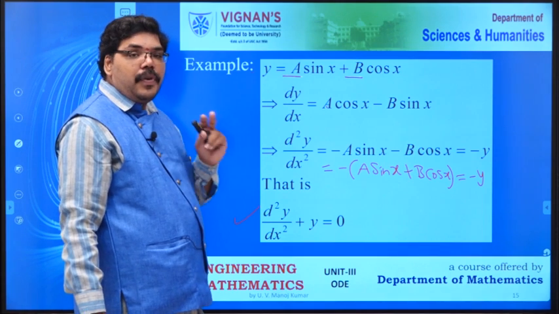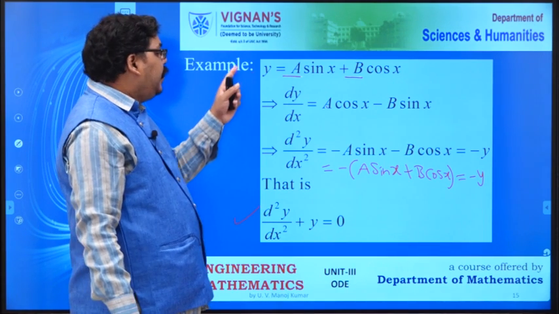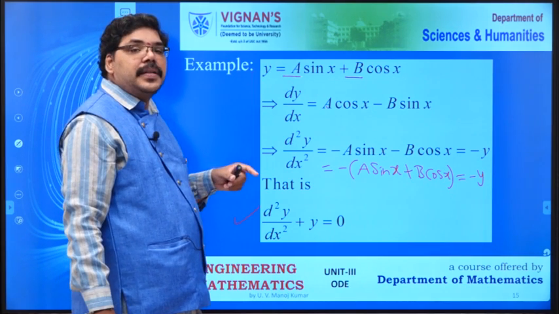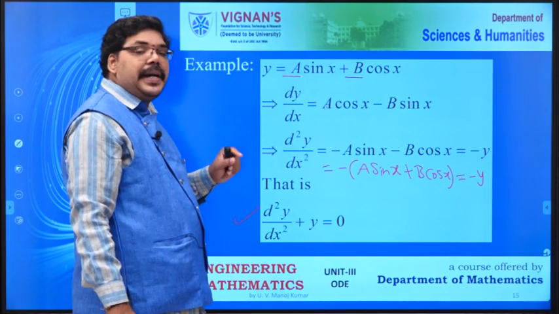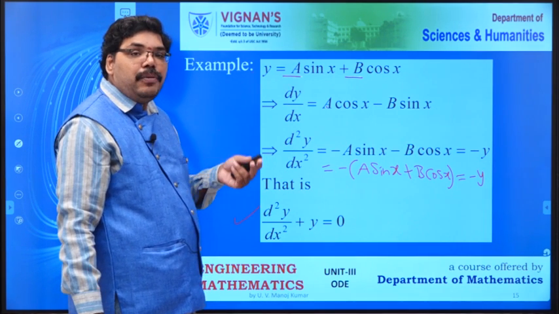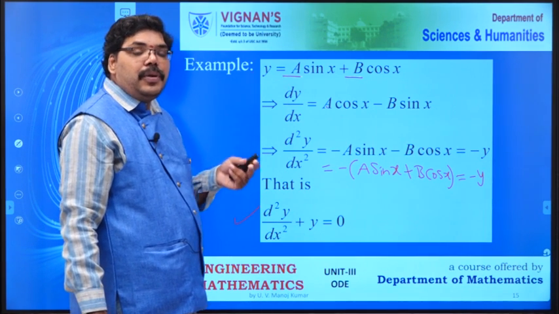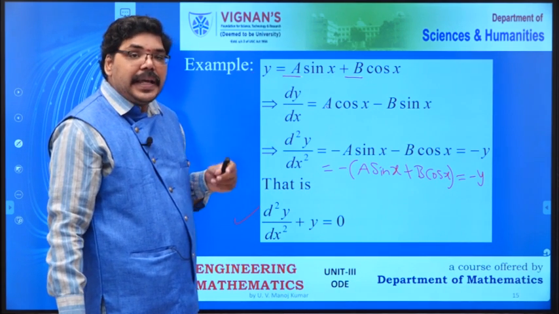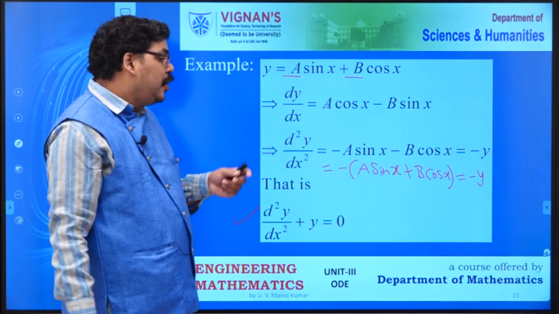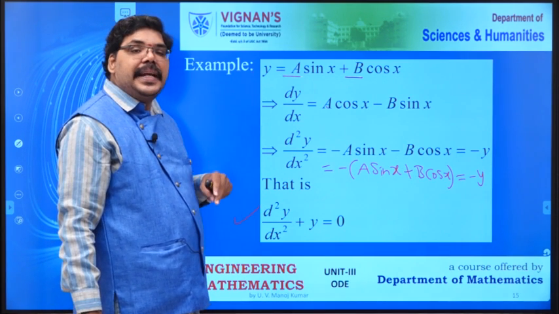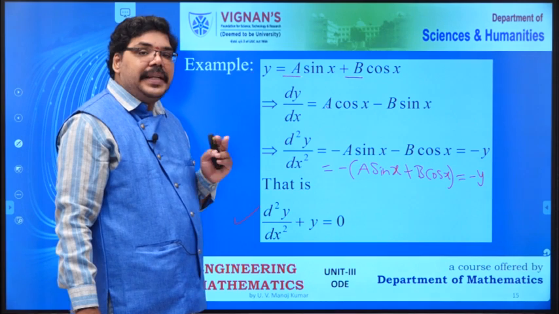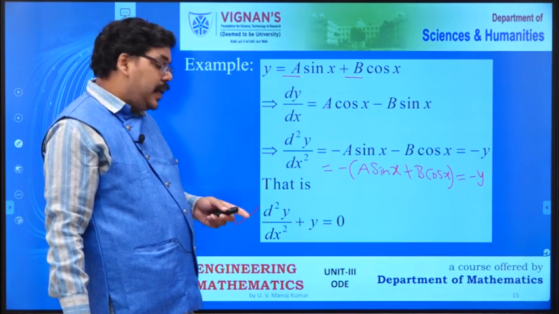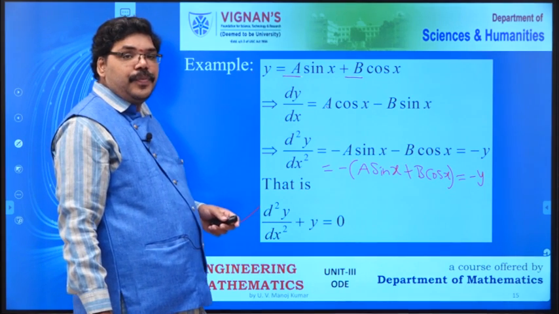So in this way, we form a differential equation. If the given relation is having two arbitrary constants, you differentiate twice and try to find an expression, a relation without the arbitrary constants a and b, which involves derivatives. So what is the differential equation here? d square y by dx square plus y equals 0.